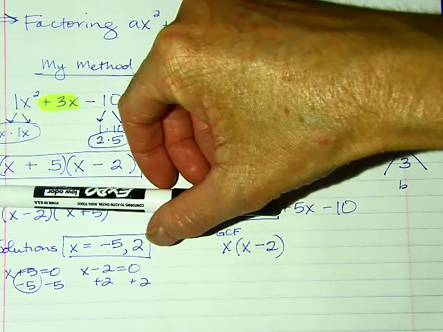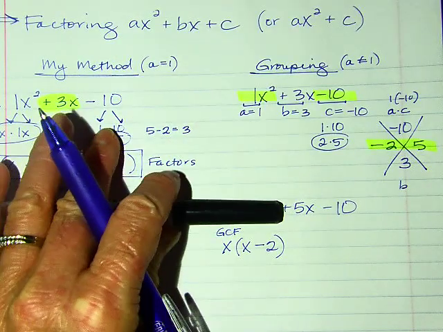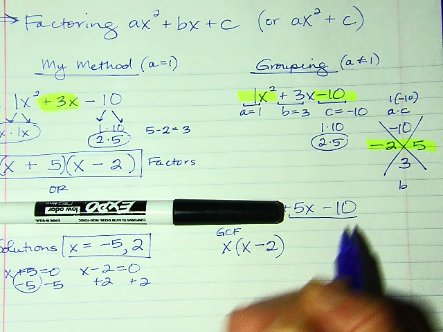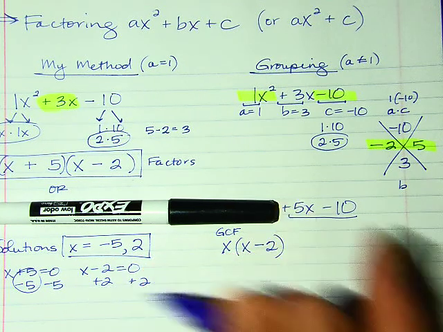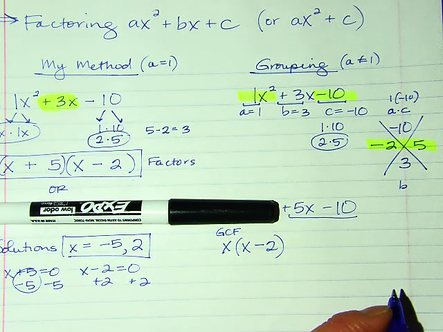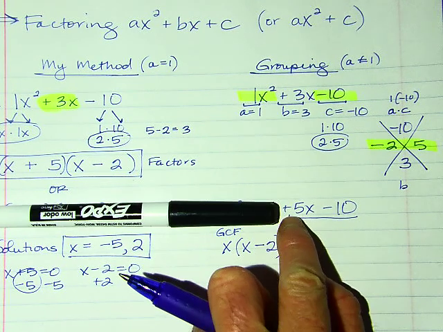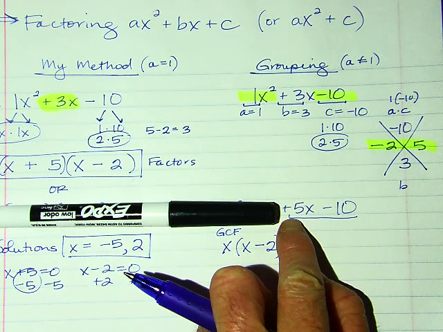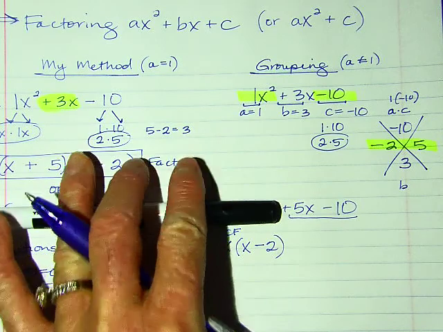Then cover up the first two, and now here's my second group. Neither are both negative, and they're not both positive. So I'm going to take out whatever's here. Okay, unless they're both negative, don't take out a negative. So I'm going to take out a positive 5.